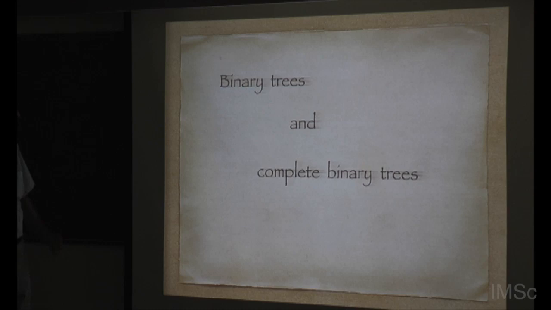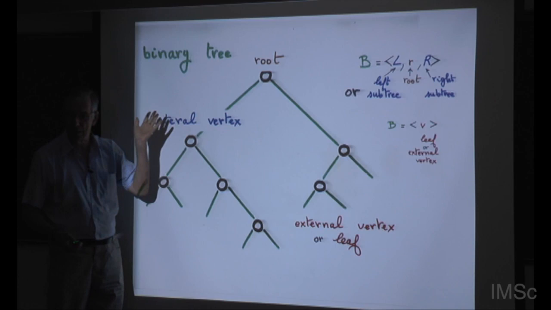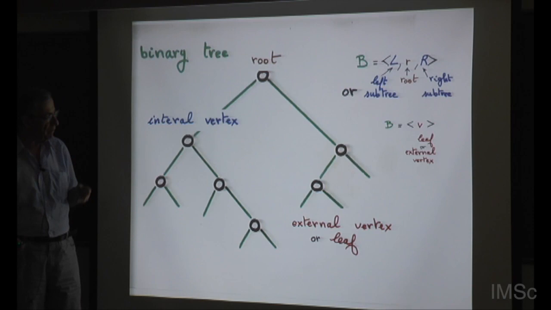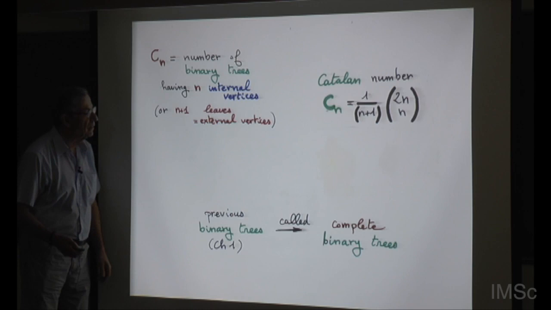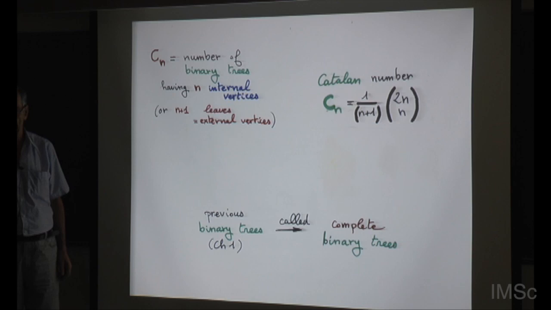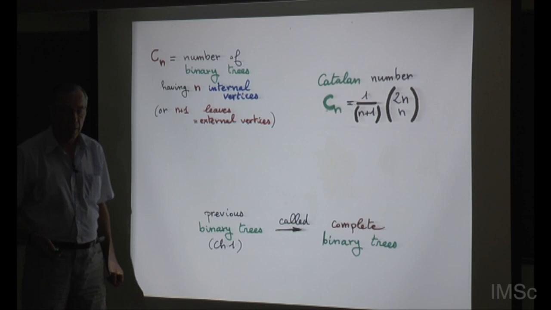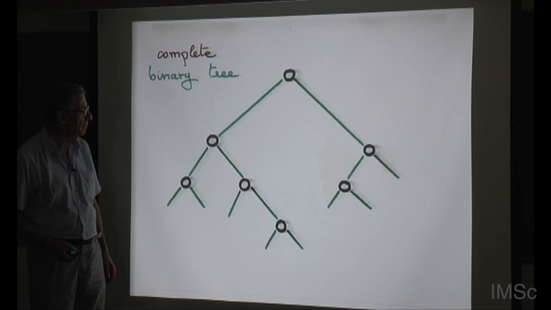So first, binary tree and complete binary tree. We have seen in chapter 1, we have defined a binary tree as a triple with internal vertices, external vertices, and in this lecture, in fact, I'm going to change the terminology. What we called before binary tree will be now complete binary tree. And I will define now the general binary tree, which will be called binary tree by itself. So this is a complete binary tree. And this is a binary tree.